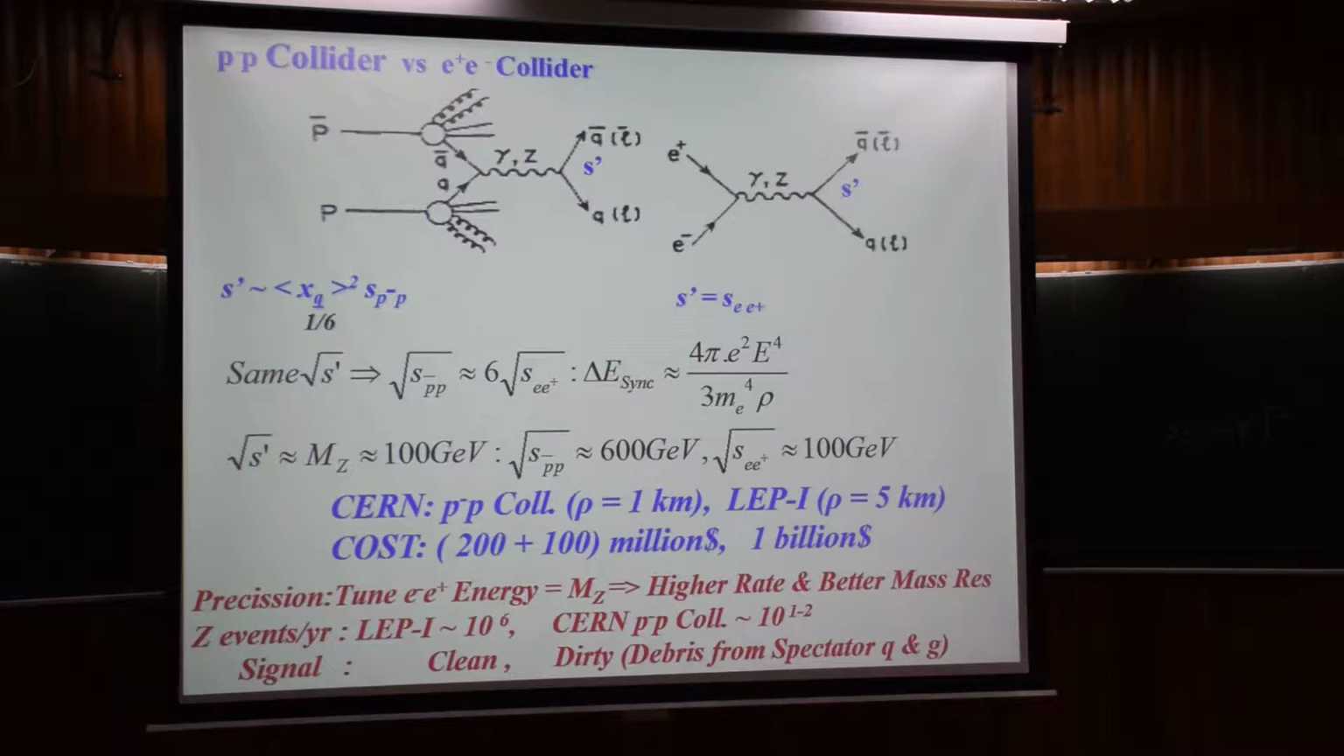Besides, electron-positron signals are clean, while proton-antiproton signals are dirty because you have to live with the spectator quarks and gluons. They are not taking part in the desired interaction, but they are always there as the underlying event. Okay? So any experimental structure has to contend with the underlying event. Okay?